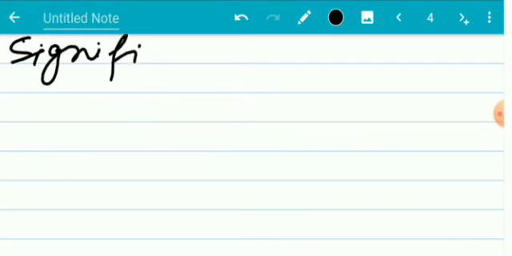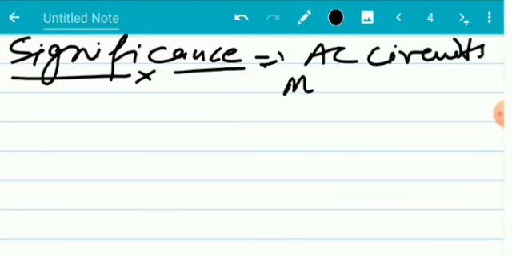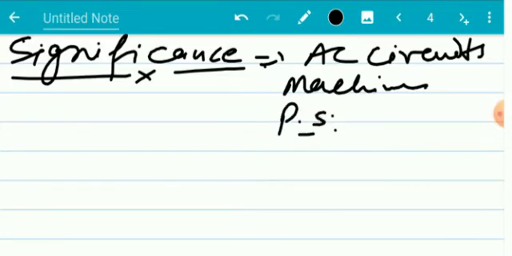Now we will try to understand the significance of it. The significance of a J operator is quite a lot, because we quite often encounter this operator in our AC circuits or machines or power system. So it is almost everywhere used in electrical engineering. We will try to understand its significance and why it is of so much importance here.